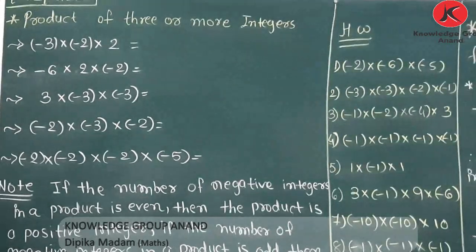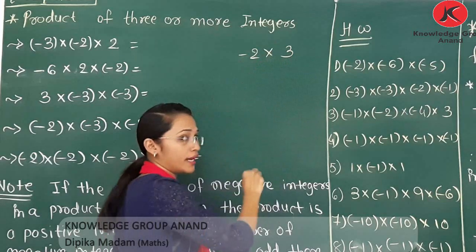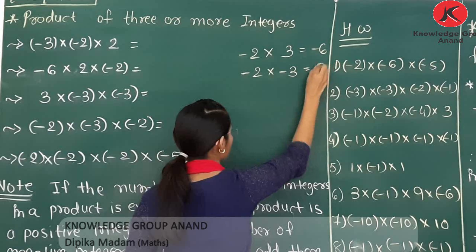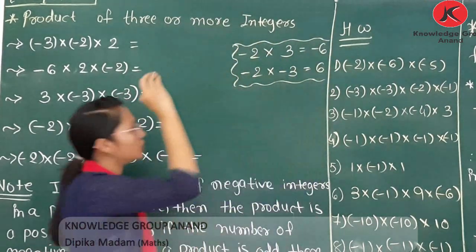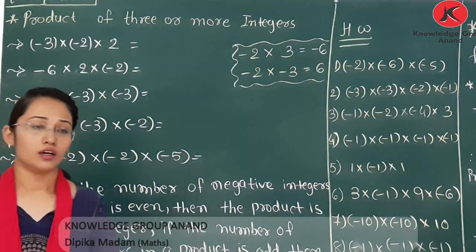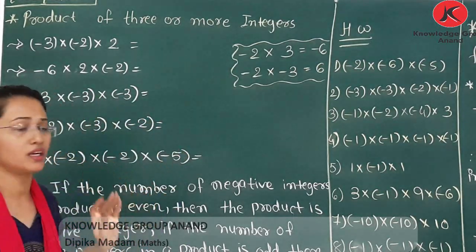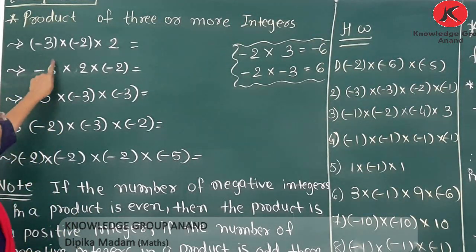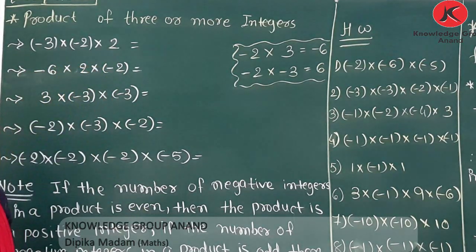What we have learned: if one is negative and one is positive, then the answer is negative, and if both are negative, then the answer is positive. This we learn in this topic. Now, if the product has three or more integers, up to here we learned only for two integers. But if there are more integers in a product, the first example is minus 3 multiply minus 2 multiply 2.